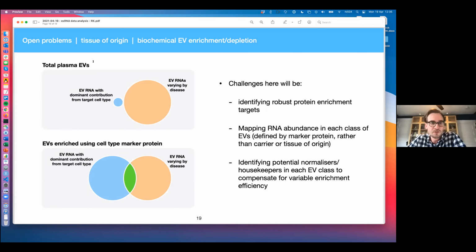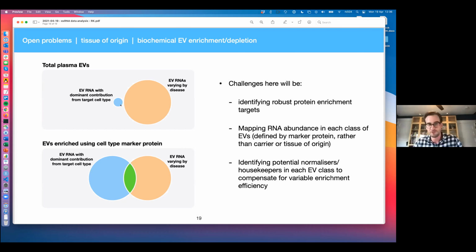So if you think about this visually, as I tried to do, if you think about the complement of RNAs that in a certain disease, say it's bladder cancer or breast cancer or leukemia or anything really, you have a cohort of RNAs that vary by disease. People may have found these and published them in tissue profiles or cell culture. And then you can think about the overlap of those RNAs with RNAs that you can measure in plasma EVs that are predominantly contributed from the target cell type, be it the tumor cell type or whatever.